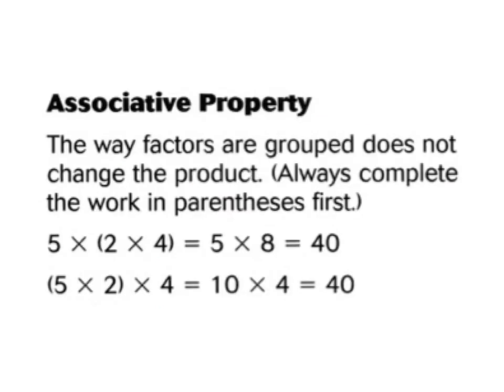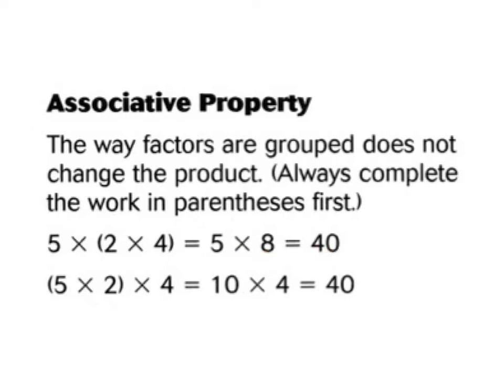Now let's look at the associative property of multiplication. Once again, let's start with the definition. The way the factors are grouped does not change the product. Always complete the work in the parentheses first. So in these number sentences or equations, we have 3 factors. The order in which we multiply the factors does not change the product. So we see that 5 times 2 times 4 is equal to 5 times 8, which is equal to 40.